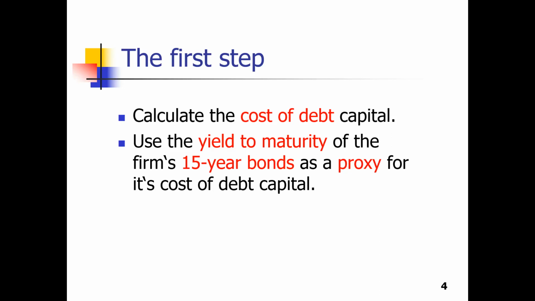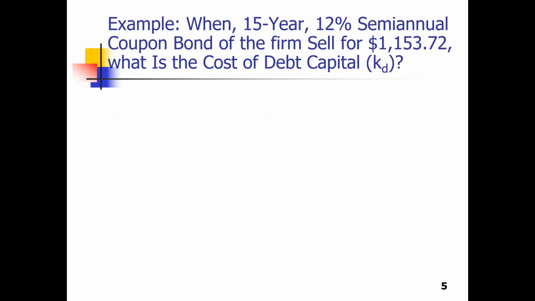So we look at a 15-year bond as a proxy. The calculation goes on Excel. It's a typical introductory finance calculation. Here is an example. When 15-year bonds have 12% on semi-annual, face value is always 1,000, you're paying 12% of 1,000. And because it's 6%, which is half of 12%, every 6 months they pay 6% interest.